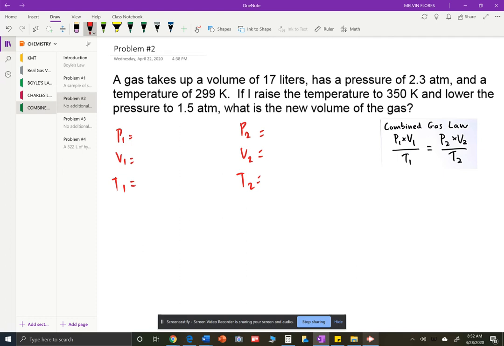So P1, which is 2.3 atm, and then V1 is 17 liters, and then of course the temperature is already in Kelvin, so make sure you put that as 299 K. You don't have to add 273 because it's already in Kelvin. And then if I raise the temperature to 350 K and lower the pressure to 1.5 atmosphere, what is the new volume? So we're going to find the new volume of the gas.